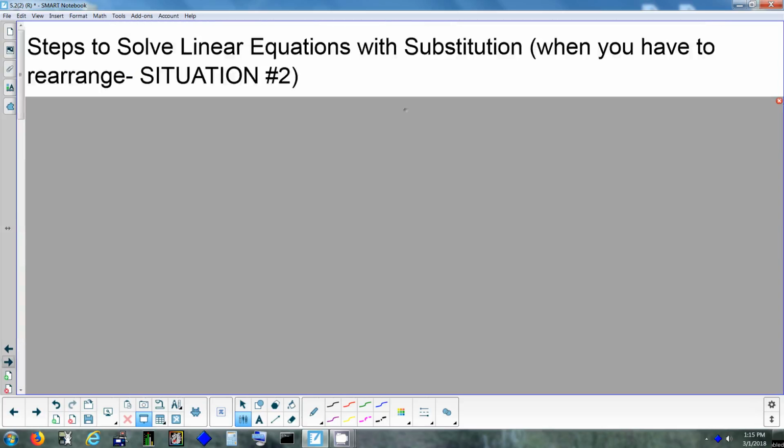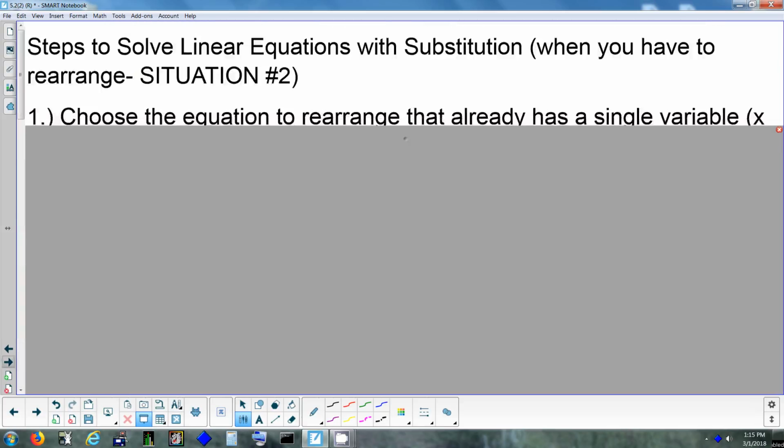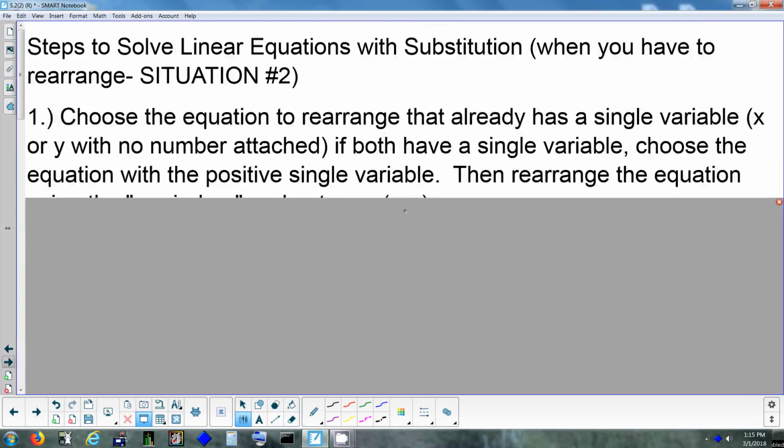All right? So, steps to solve linear equations with substitution. Again, situation 2. Remember, situation 2 is when x or y is not isolated. You have to do it. Okay? So let's take a look at step 1.